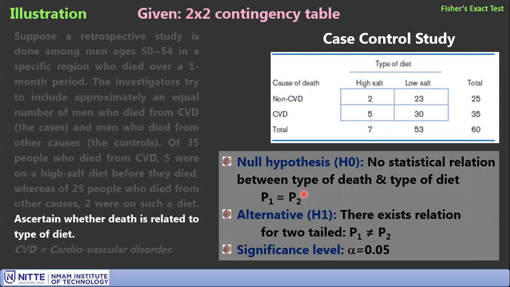So the probability of occurrence of this is the same for all the cases, whether it is high salt or low salt, or whether the death is by CVD or non-CVD case. Alternatively, we will say yes, there exists a relation between the two. We will take a two-tailed case, so that is why probabilities are not equal. Significance level, we will take alpha equal to 0.05. That is equivalent to saying confidence interval 95%.